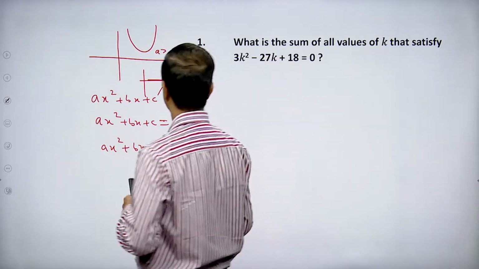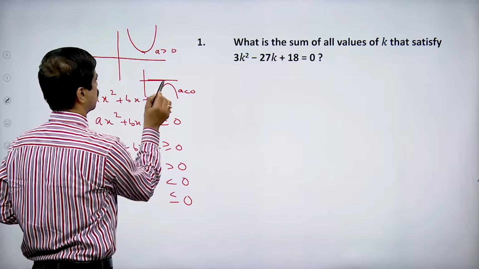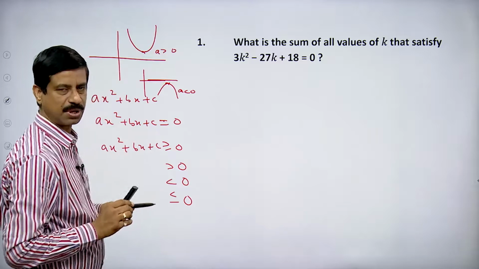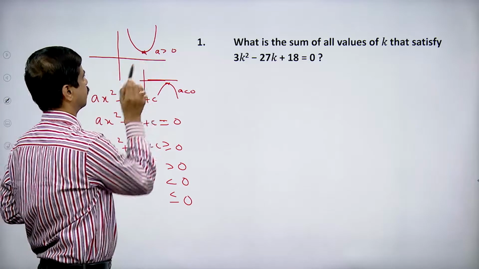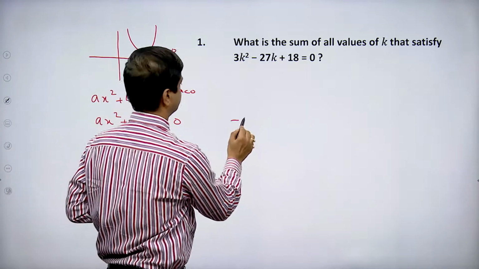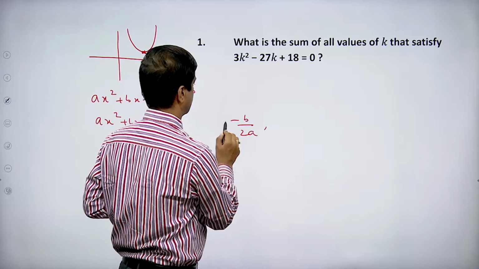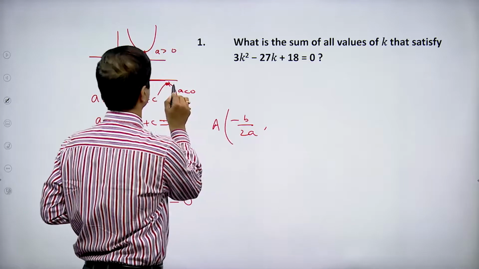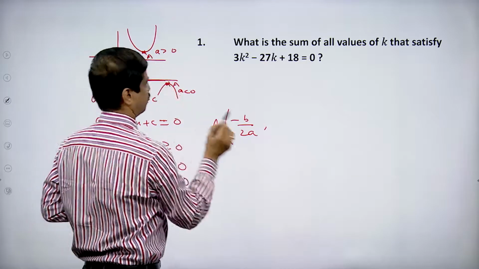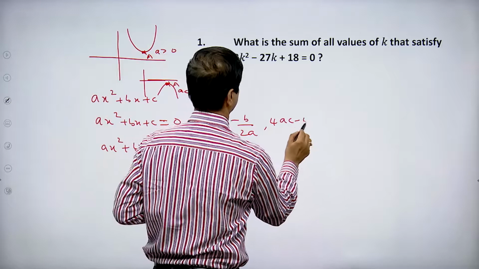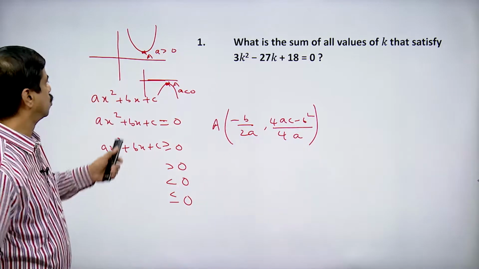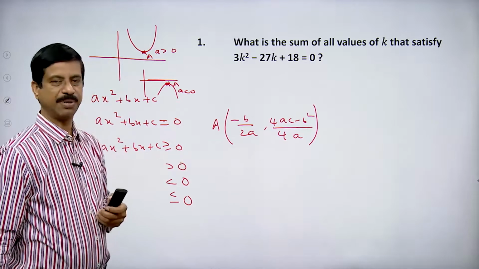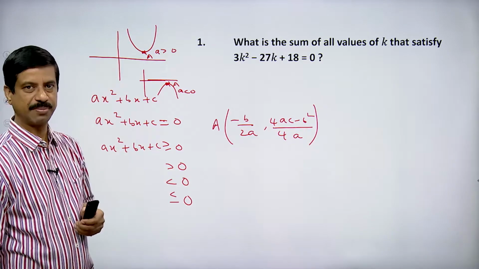So now, this is called the vertex. Please note the points I am trying to tell you. This is the vertex. The vertex will always be minus b by 2a, comma, 4ac minus b square by 4a. Okay. So the vertex is always minus b by 2a, comma, 4ac minus b square by 4a.